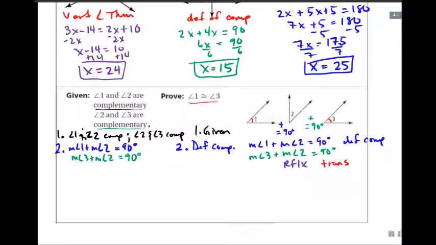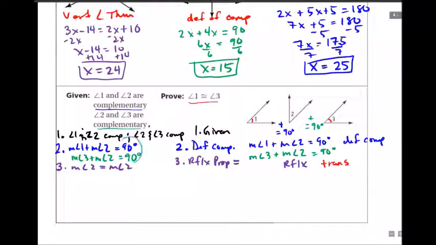And what do we want to do next? I want to get my reflexive in here. The measure of angle 2 equals the measure of angle 2. Step 3 is, that's our reflexive property, and this time it's of equality.